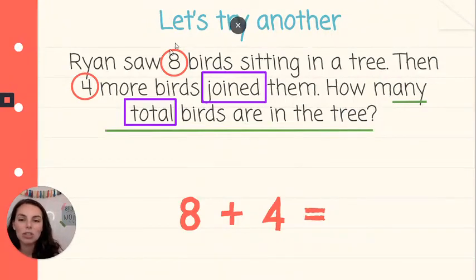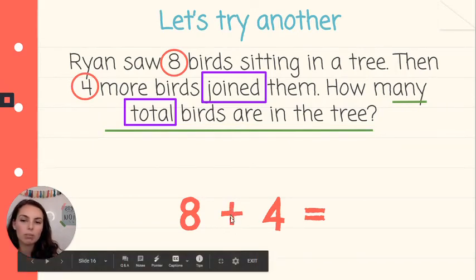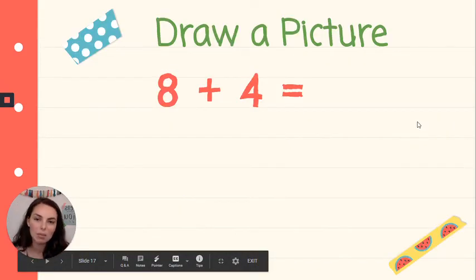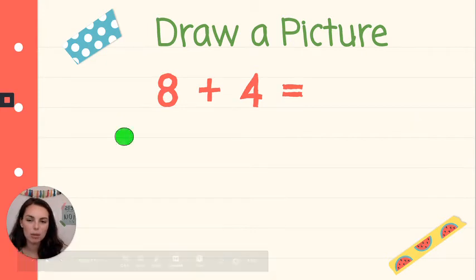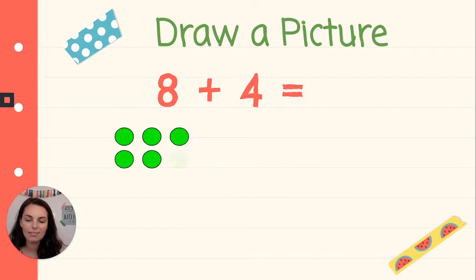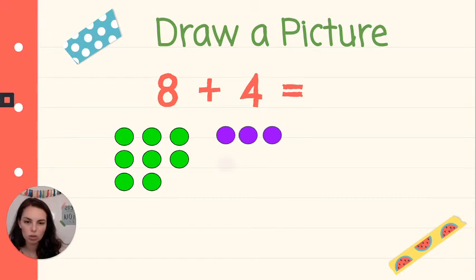So here I'm circling my numbers 8 and 4. Join them together, so I'm going to use the plus sign. There's my number sentence, and I'm going to draw the number picture. Draw the picture. 1, 2, 3, 4, 5, 6, 7, 8 birds. Now I'm going to draw 4 more birds. 1, 2, 3, 4. And now I'm going to count them all together. I already know this is 8, so I can just go 9, 10, 11, 12.